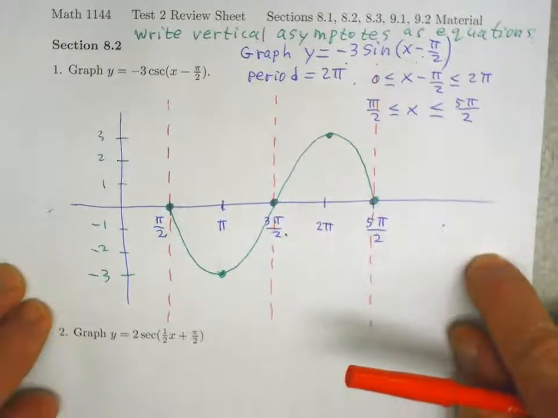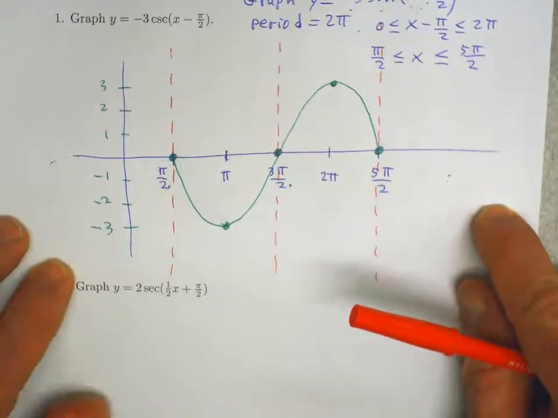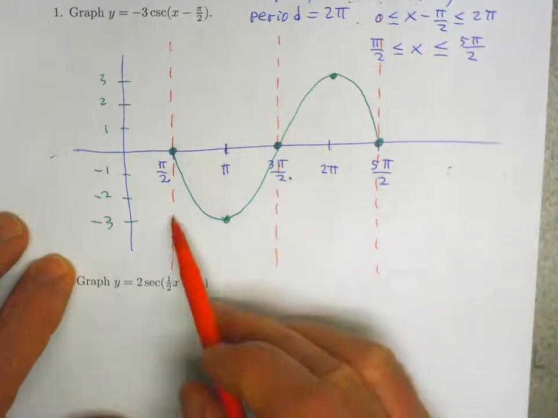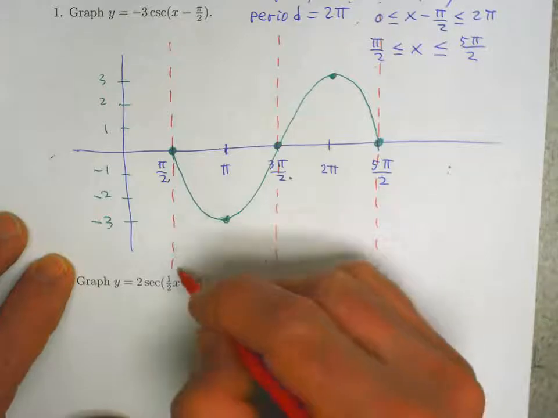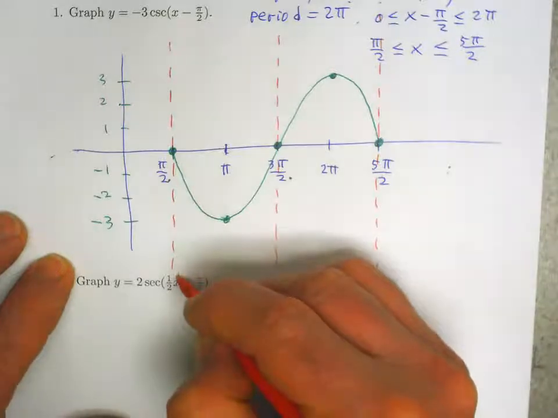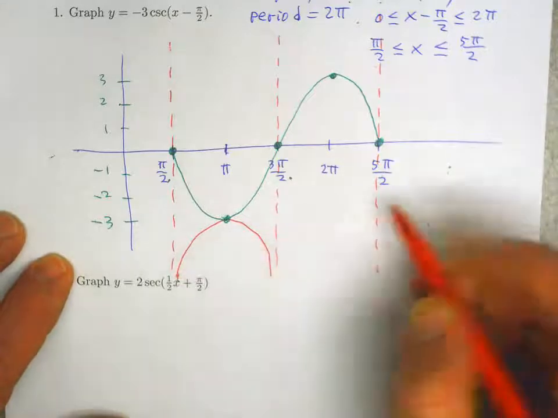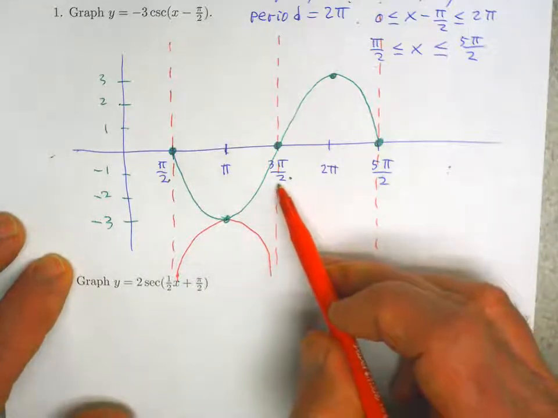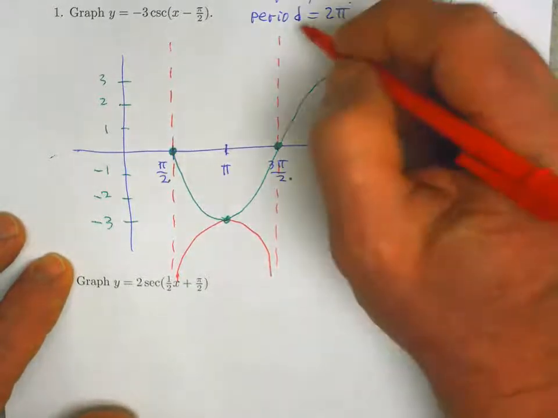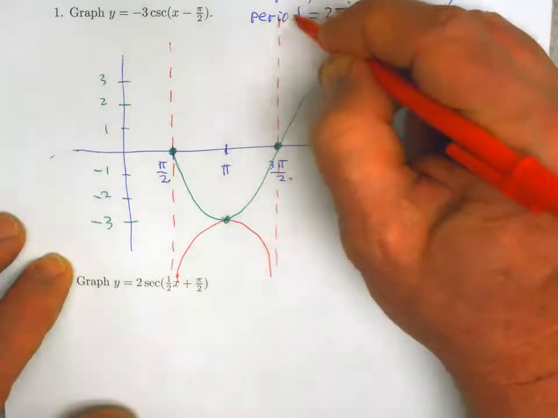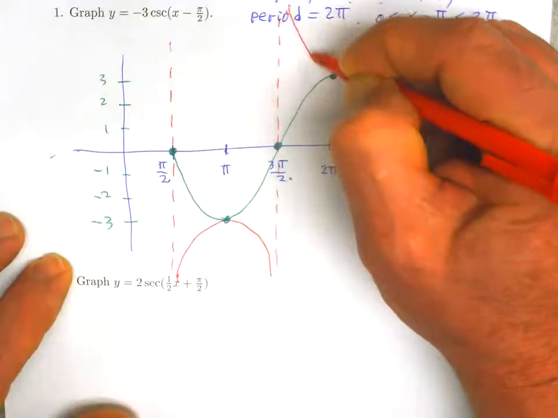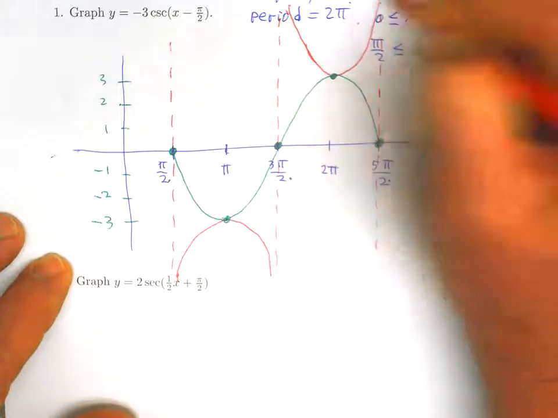And so cosecant, well, between pi over 2 and 3 pi over 2, the graph of this cosecant function will look something like this. And on the interval between 3 pi over 2 and 5 pi over 2, this particular cosecant function looks something like that.